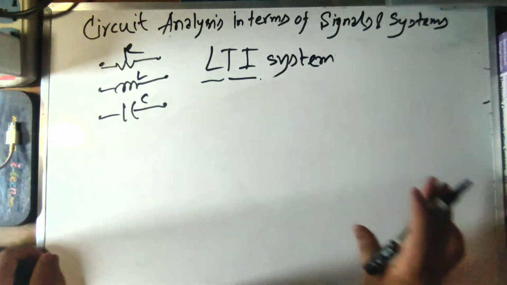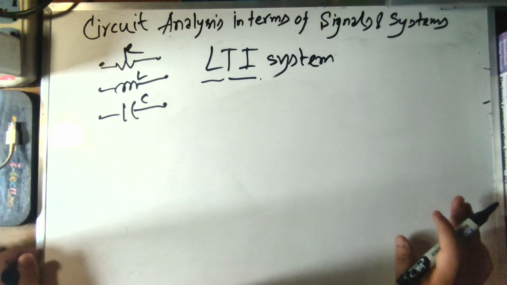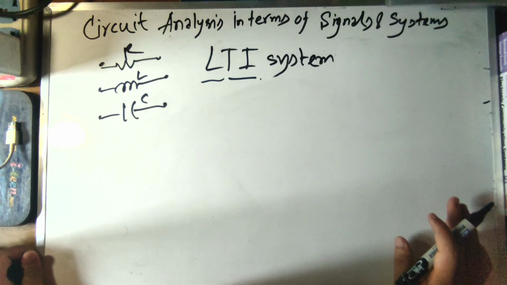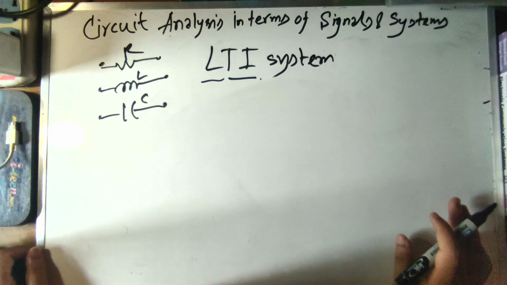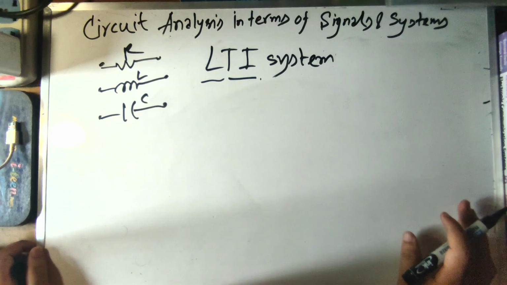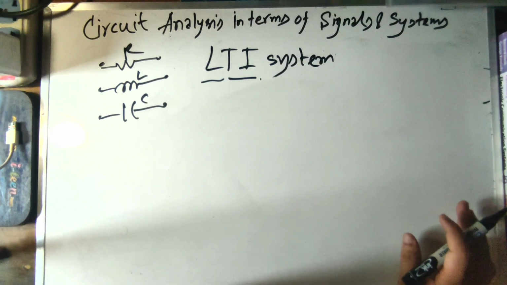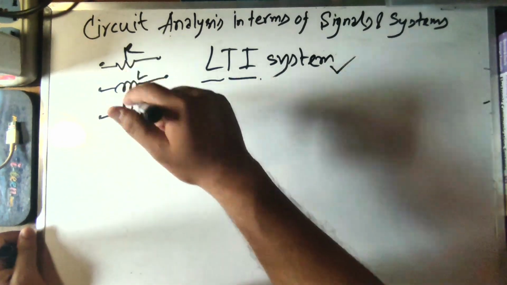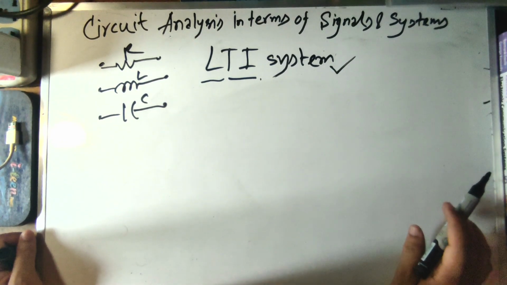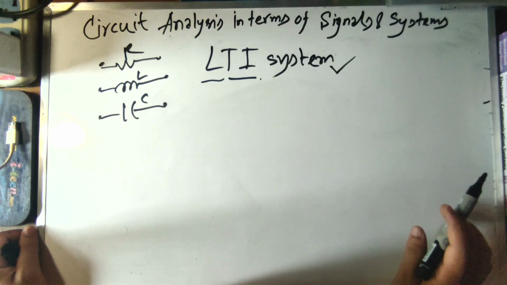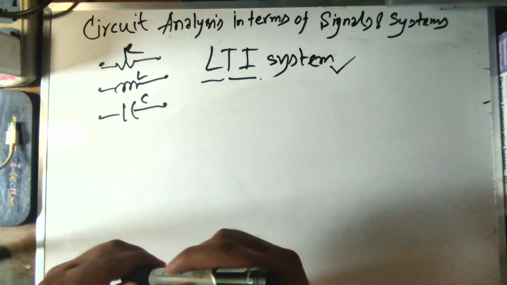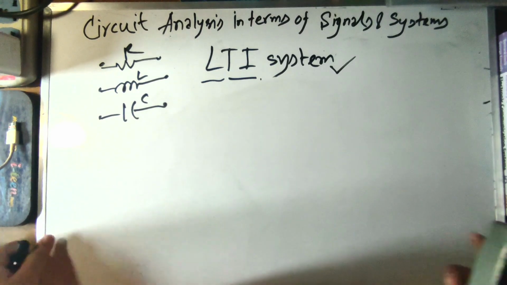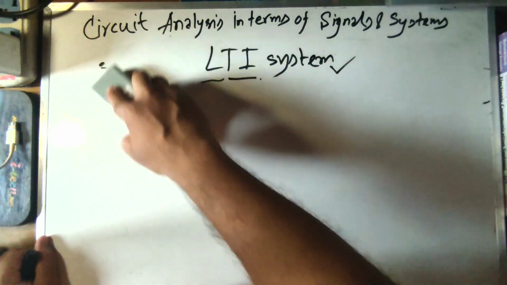RLC. R is a device which is not frequency dependent. L and C are frequency dependent. So we will use this to our advantage, and they will generate linear ordinary differential equations with constant coefficients. These are also lumped elements, and they are also distributed elements.